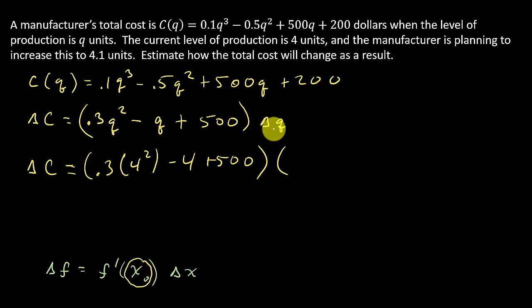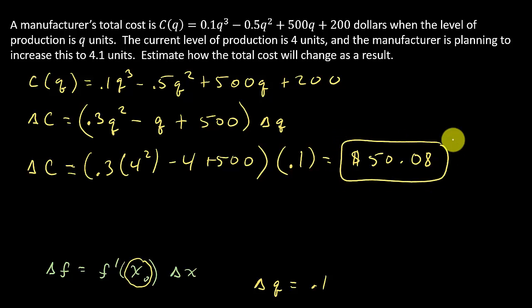times, well, what's the change? Well, we're going from 4 to 4.1. So delta Q is going to be 0.1. That's how much it's increasing. So that's going to be times 0.1. And once we punch this into our calculator, we get $50.08. Okay, so that's how you work it.